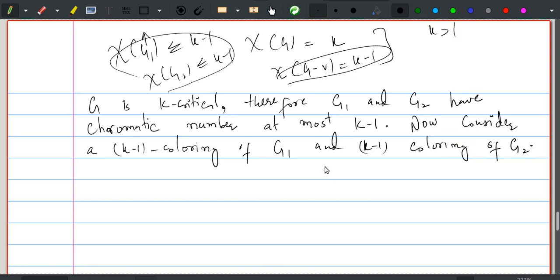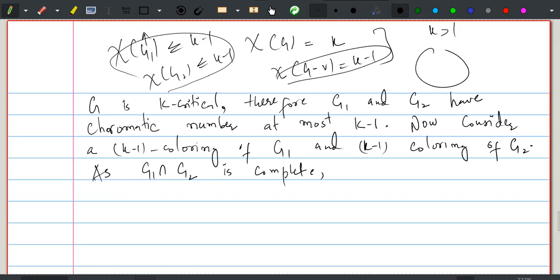So we can color both the subgraphs with k minus 1 colors. As G1 intersection G2 is given to be a complete subgraph, so this is complete. So in the overlap, this is our G1 and G2, and this is their intersection.